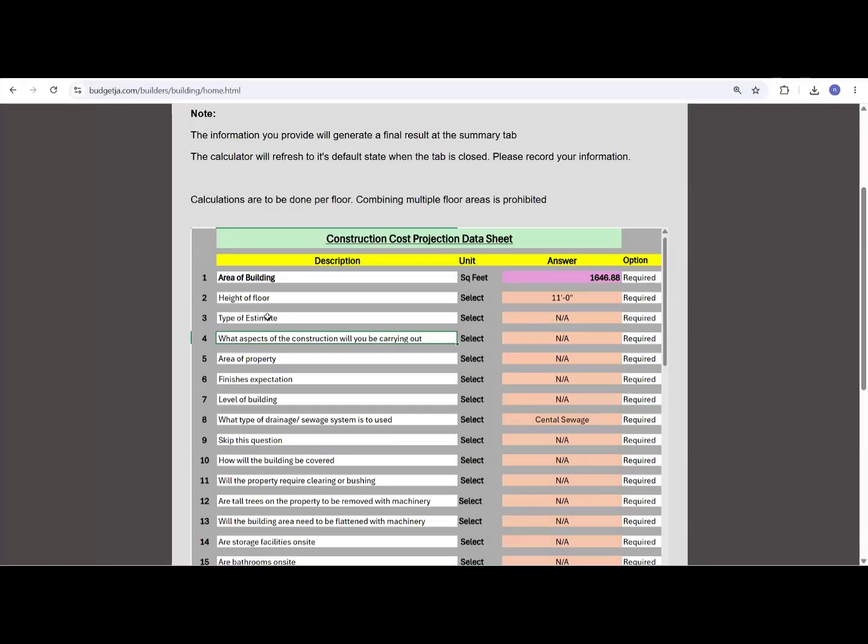Now, question 3 asks the type of estimate, and the type of estimate is really specifying whether you are doing a labor only quotation or you are doing a material and labor.